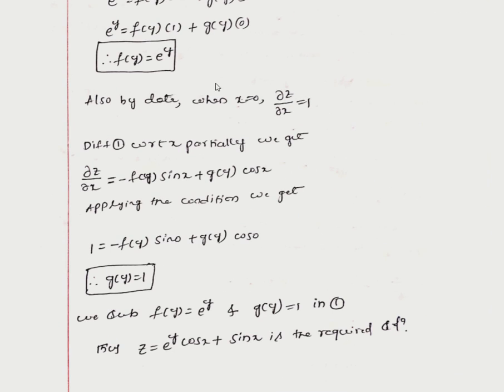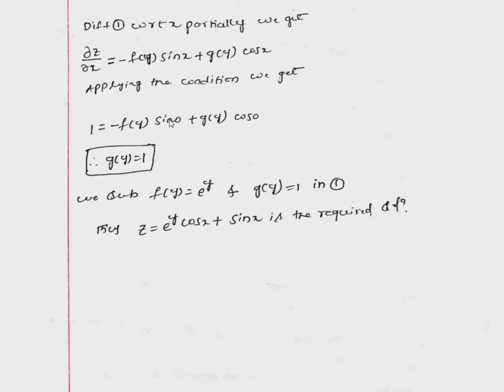And apply the second initial value when x is equal to 0, dou z by dou x is equal to 1. What is the dou z by dou x? Dou z by dou x is equal to 1. It is equal to minus f of y as it is. What is x here? X is 0. Therefore sin 0 plus g of y. Here x is 0, that is cos 0. Here 0 into sin 0 is 0, 0 into anything is 0. Here cos 0 is 1, 1 into g of y is g of y. G of y is equal to 1.